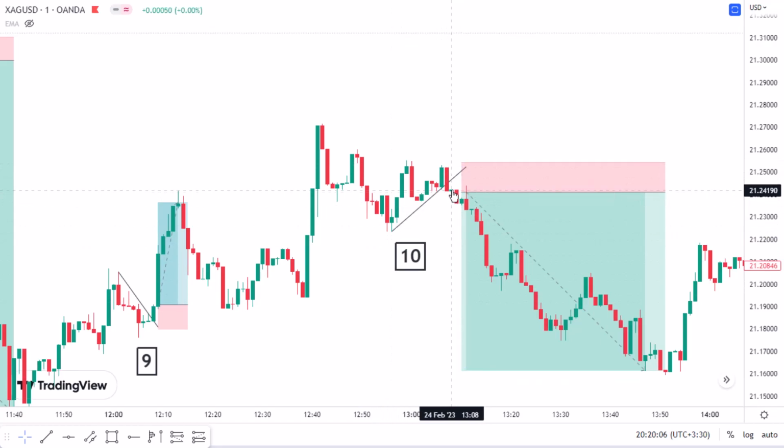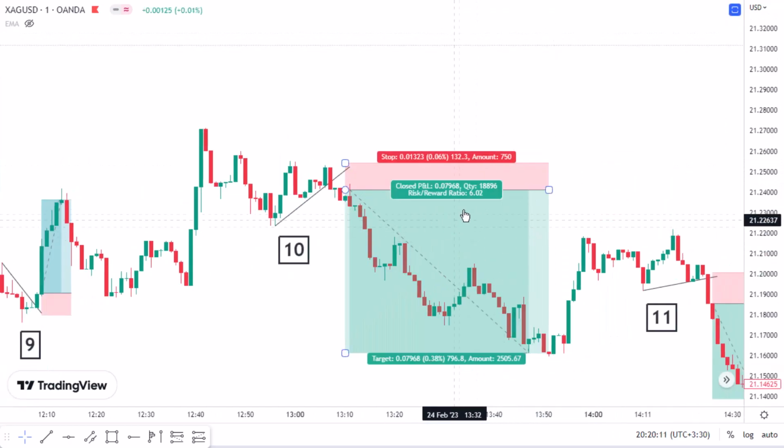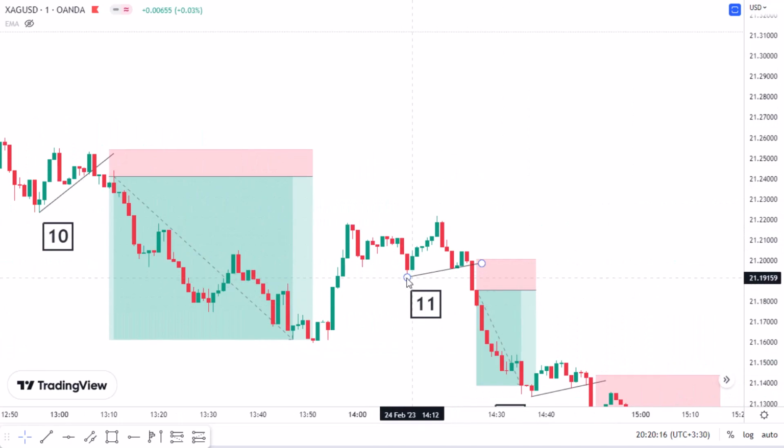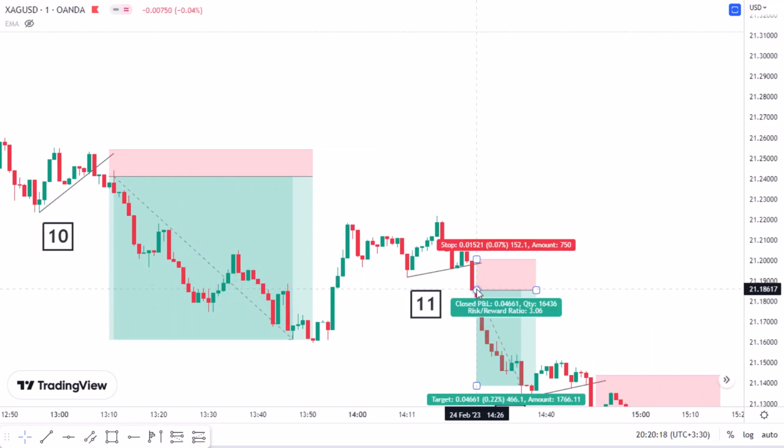On the trade 10 we have a trend line here broken with this red candle. We enter the sell position, and put our stop loss above that, look for RR2, which gives us RR6.